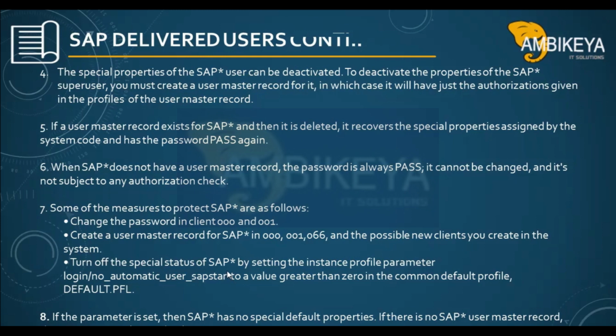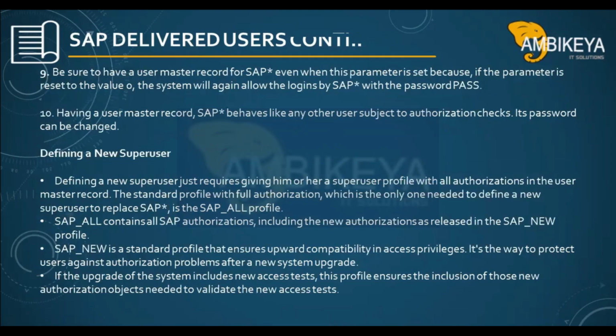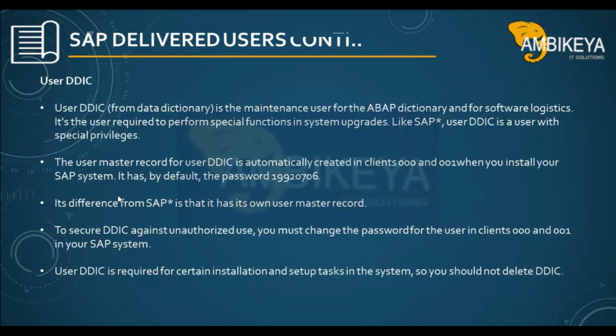In the parameter tab, we need to go and enter this. No, not our parameter, it's a Basis RZ10 parameter. They can set it. And we can also do one more thing. If they are still using SAP*, you need to set the parameter value, go to SU01, delete SAP*, recreate it and lock it. In that way also you can secure it. You just go through this theoretical part. DDIC also has the same password as this one.